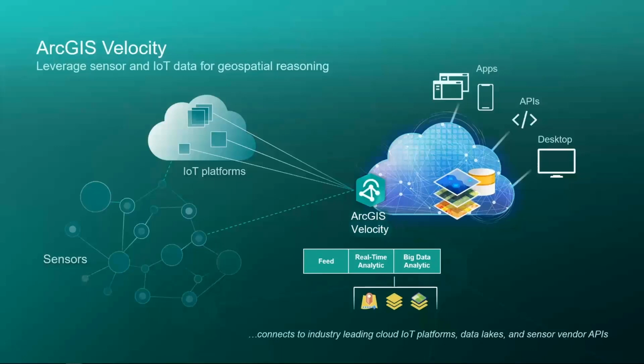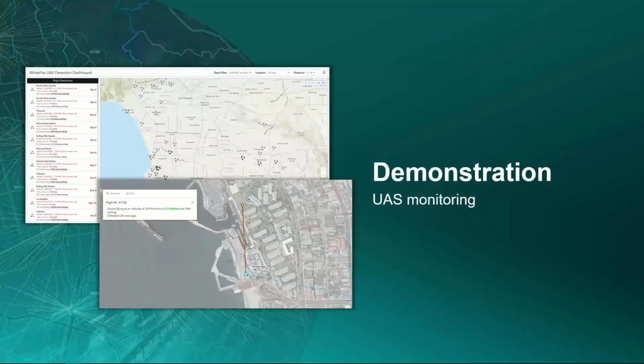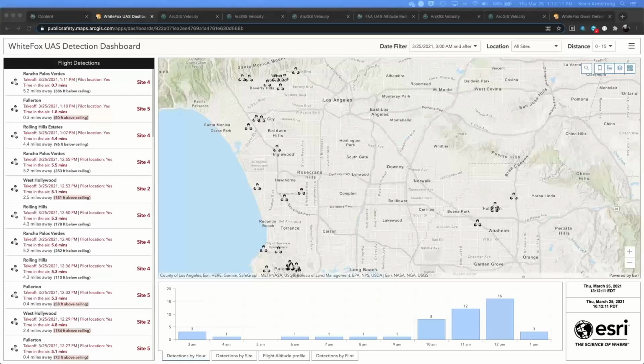So now to step a little bit more into an actual use case from these basic fundamentals, I'm going to turn it over to Kevin, who's going to walk us through a solution for counter-drone UAS monitoring that uses both elements of the ArcGIS platform and ArcGIS Velocity to solve these use cases. Kevin?